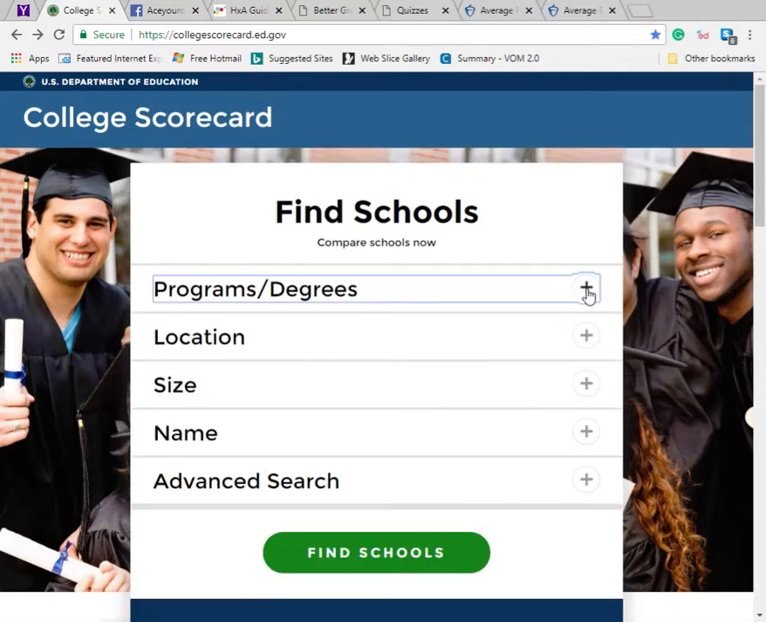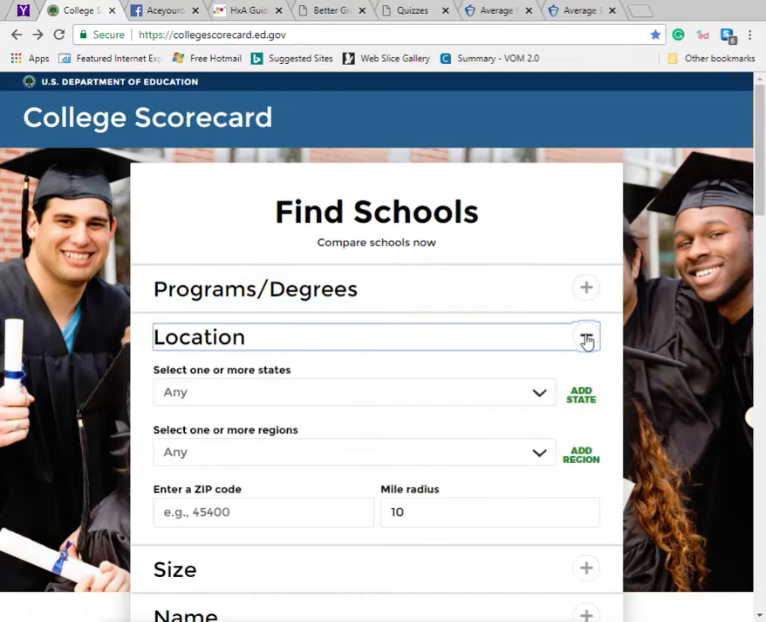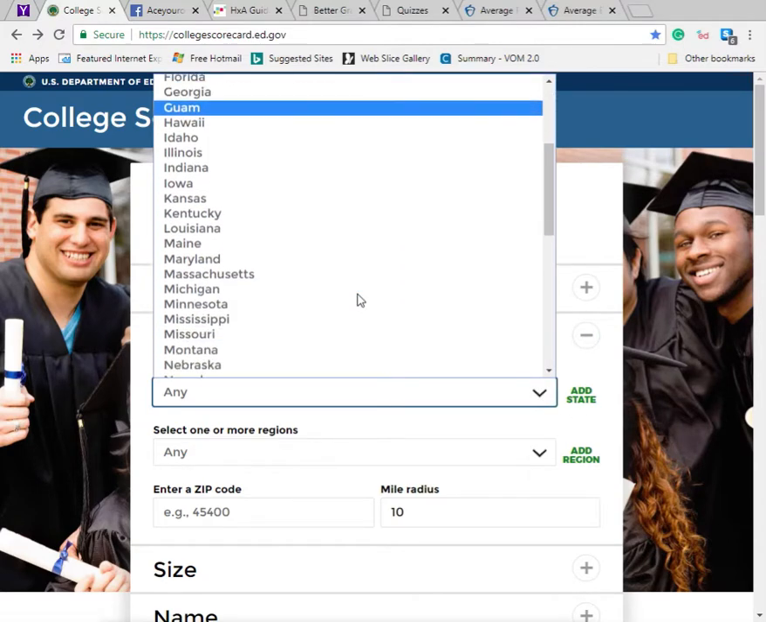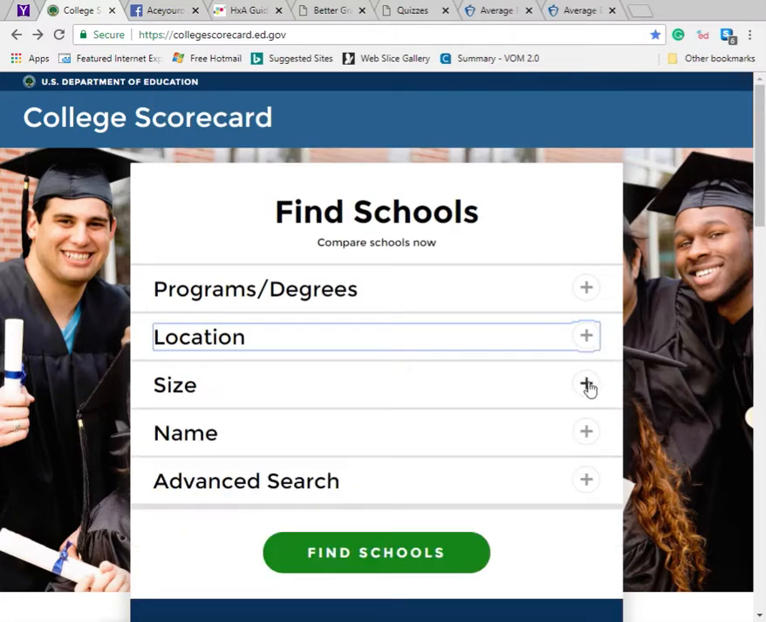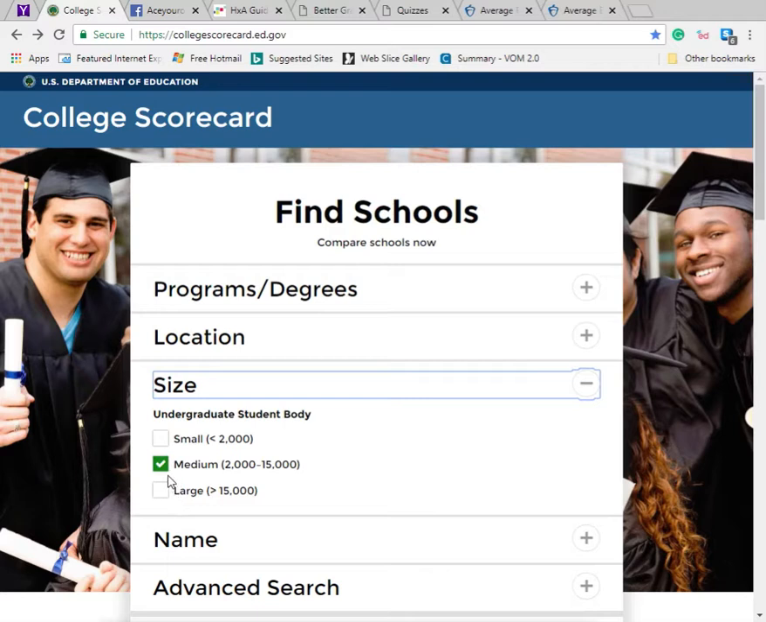So we'll pick any. And now for location, if you're a foreign student, you might not know that Massachusetts is one of the best states for education. So for the purposes of this demonstration, I'm just going to pick that. We'll just pick Massachusetts. And for size, we want to pick a medium-sized institution. I don't recommend, particularly if you're a foreign student, you go to a small institution. So you want medium or perhaps large.